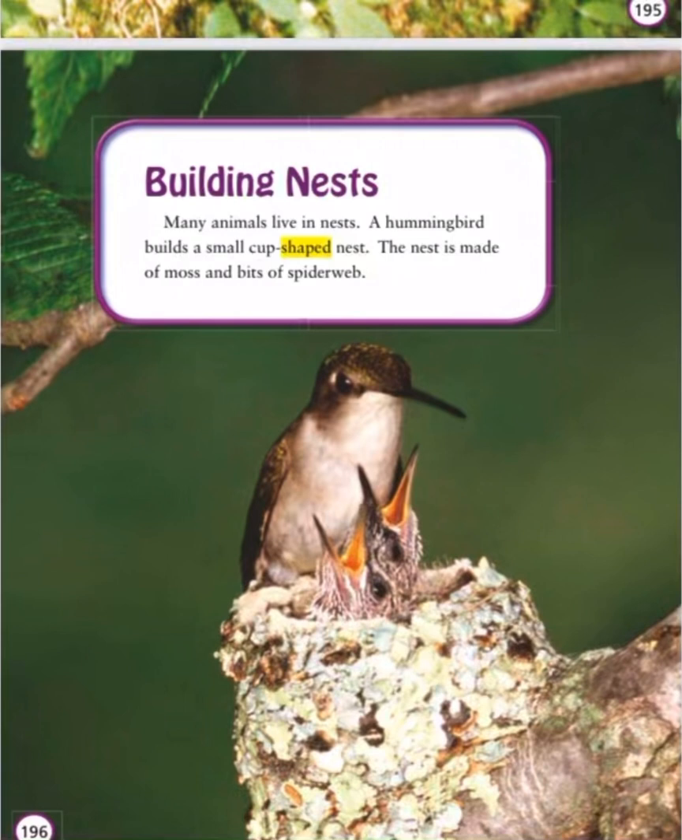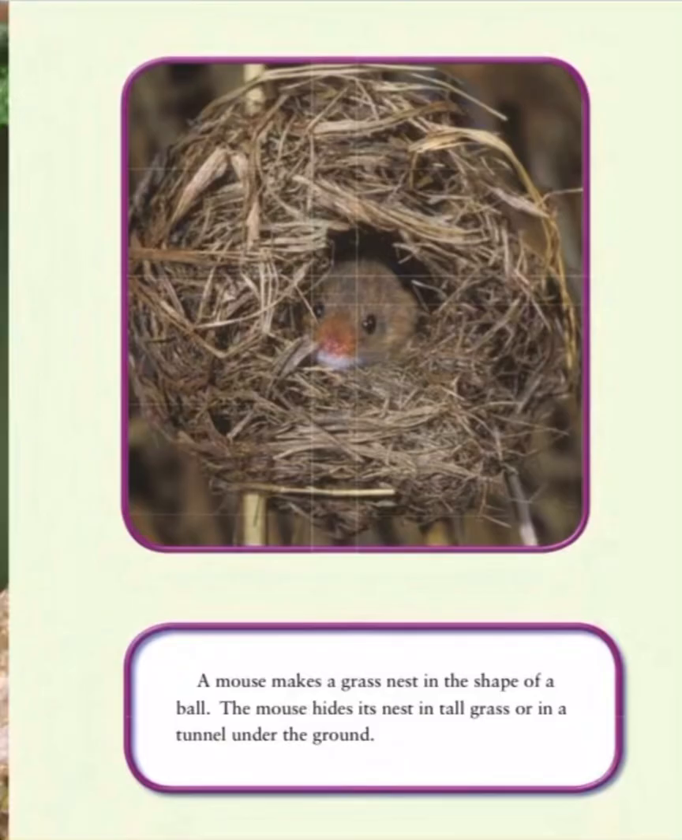Building nests. Many animals live in nests. A hummingbird builds a small cup-shaped nest. The nest is made of moss and bits of spider web. A mouse makes a grass nest in the shape of a ball. The mouse hides its nest in tall grass or in a tunnel under the ground.